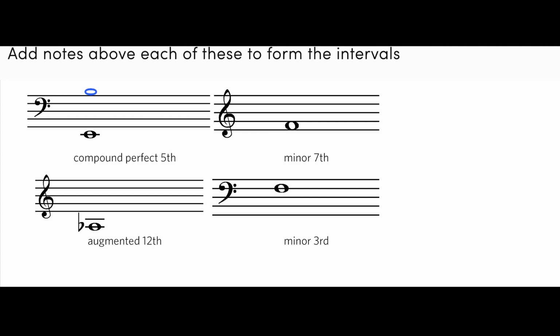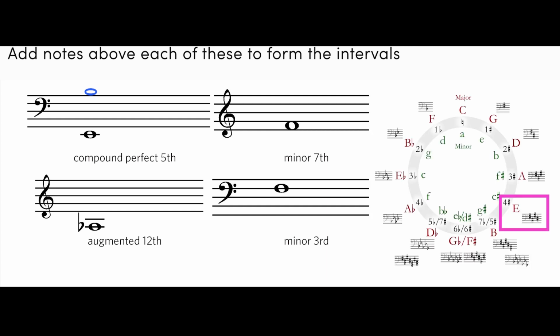Next question is, do we need to chromatically alter that B, make it a B flat, or leave it as a B natural for it to be a perfect interval? Well, let's look at our circle of fifths. Is there a B natural in the key of E major? And we know that perfect intervals are in the major key. So we see that, yes, in fact, there is a B natural in the key of E major. So we can actually just leave that B as a B natural, and it's correct. It is a perfect interval.